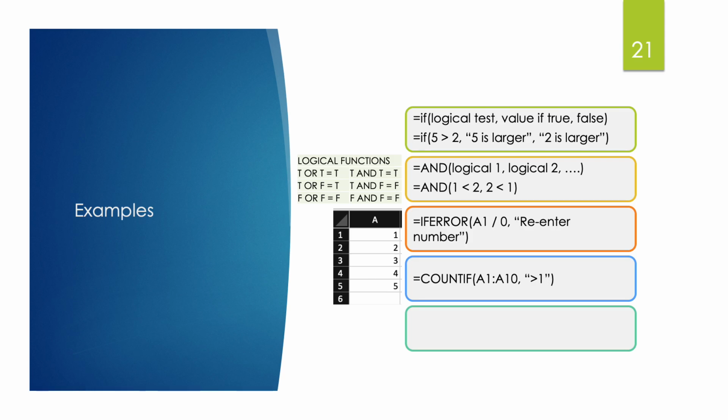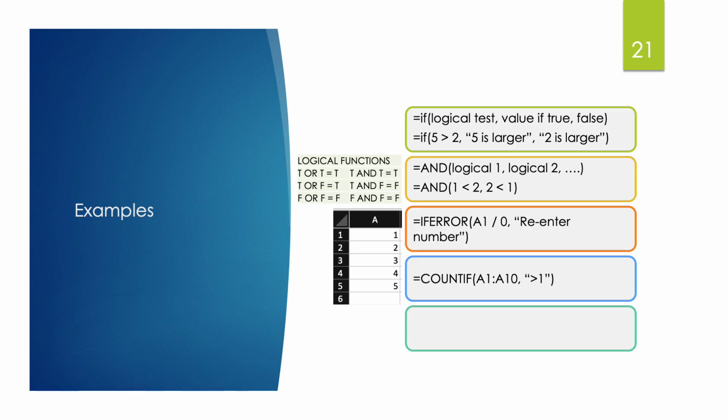true and true, you will get the output as true. If the first one is true and the second one is false, then you will get the output as false, right? If the first one is false and the second one is false, you will get false as the output. If the first one is false and the second one is true, then you will still get false, right? So this is using the AND.